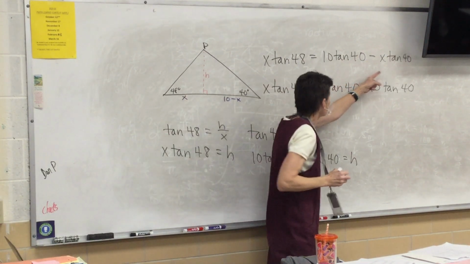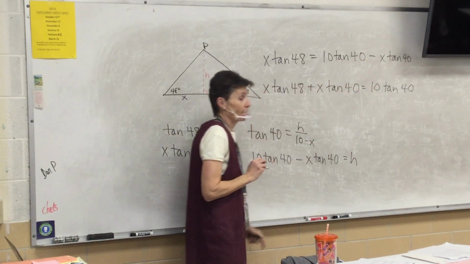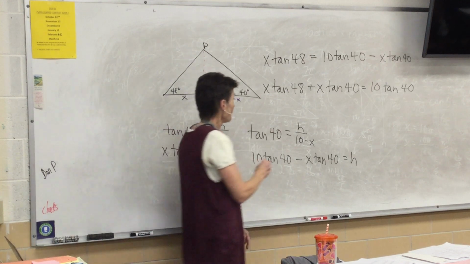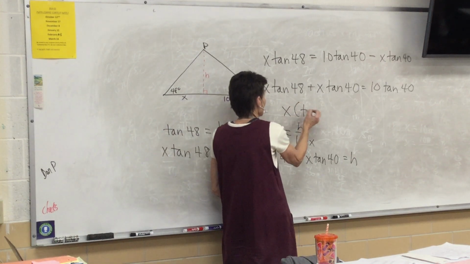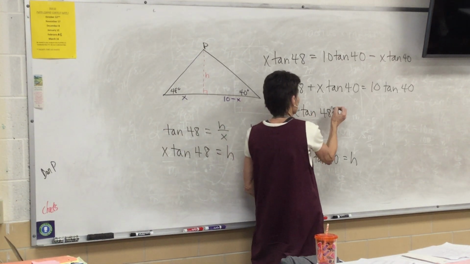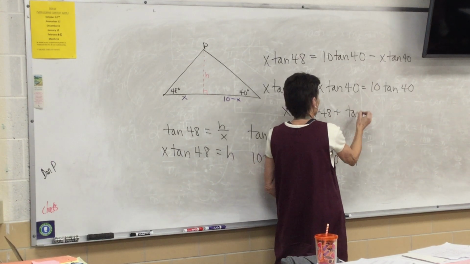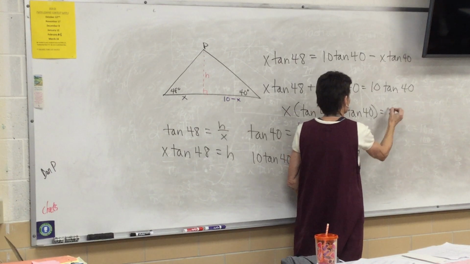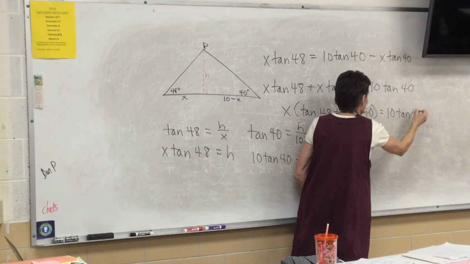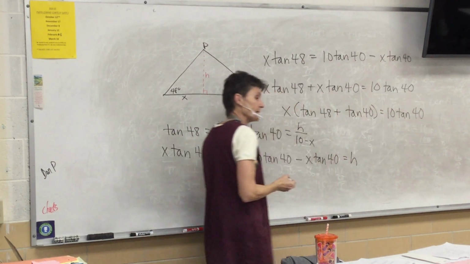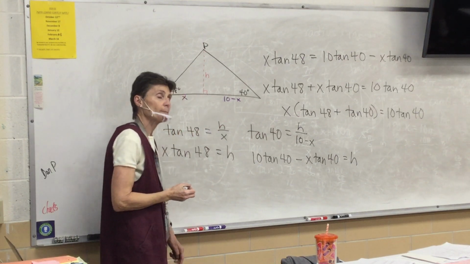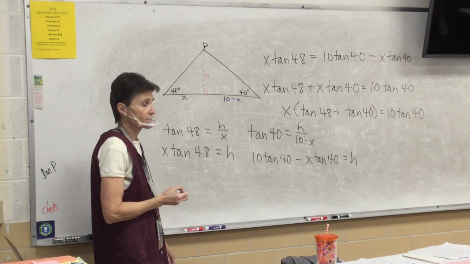I just added this one over here. And now I'm going to factor that x out. So I'm going to take out the x. Oops. Tan 40 is just a number, so let's not be confused by it. It's just a number.